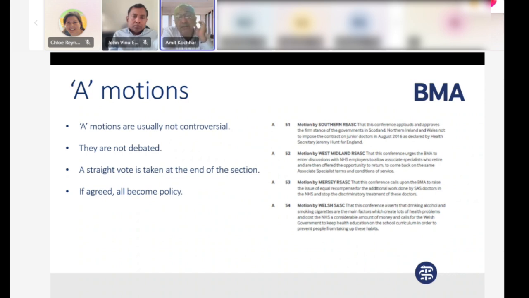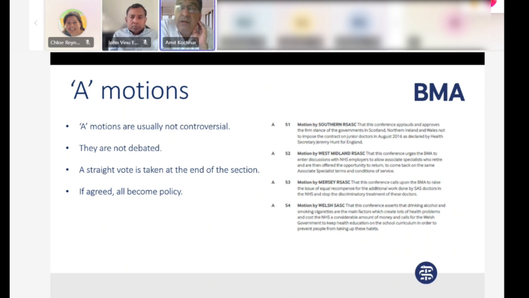But if something is going to be controversial and wants to be debated, the agenda committee tends to leave it in the white section. You can read one of those.